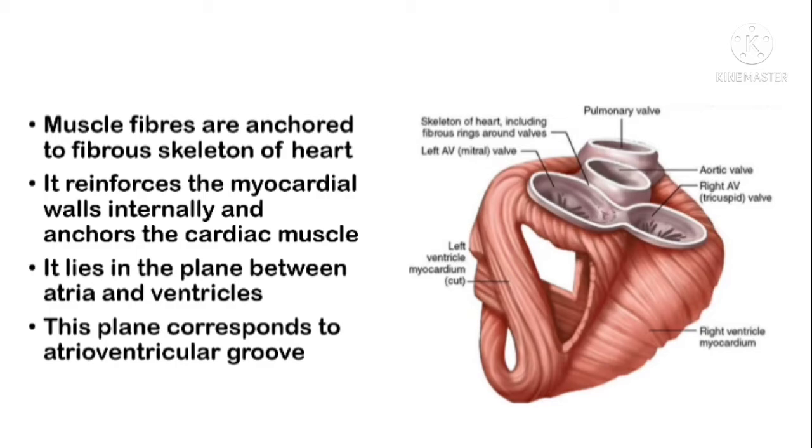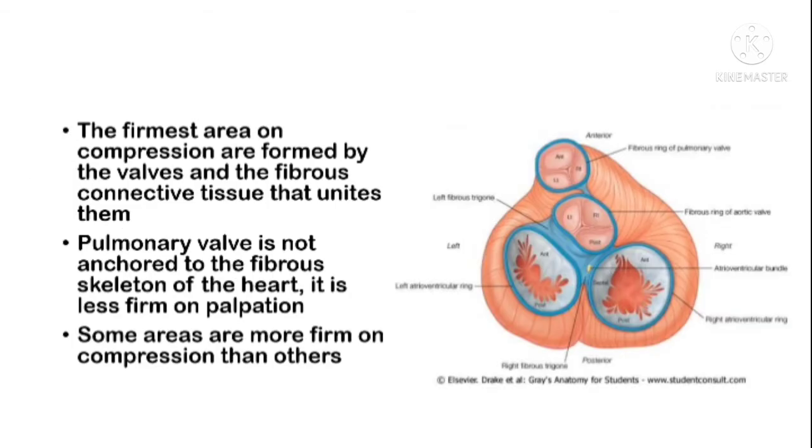It reinforces the myocardial valves internally and anchors the cardiac muscle. It lies in the plane between the atria and the ventricles. This plane corresponds to the atrioventricular groove. The firmest areas on compression are formed by the valves and the fibrous connective tissue that unites them. The pulmonary valve is not anchored to the fibrous skeleton of the heart. It is less firm on palpation. Some areas are more firm on compression than others.